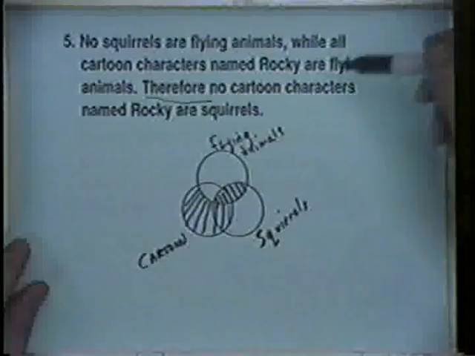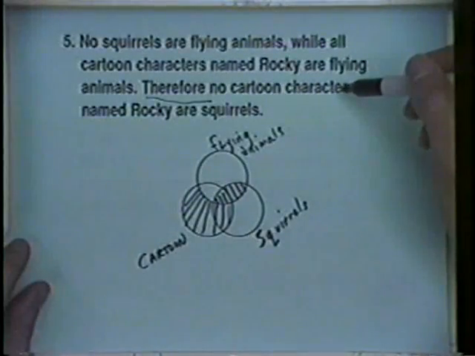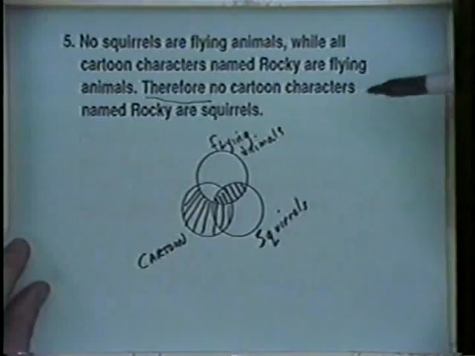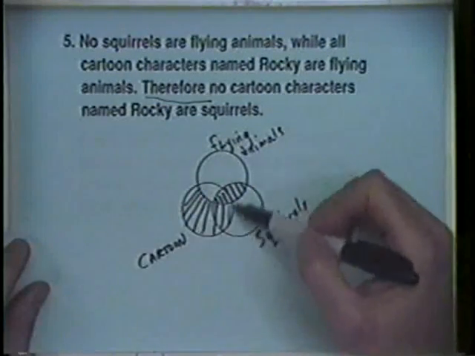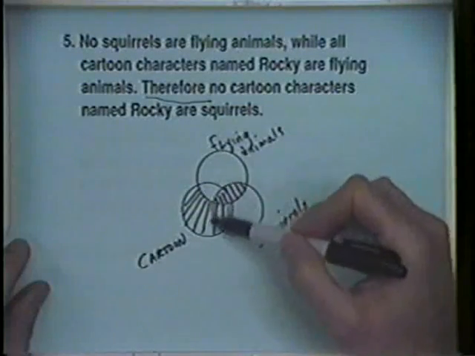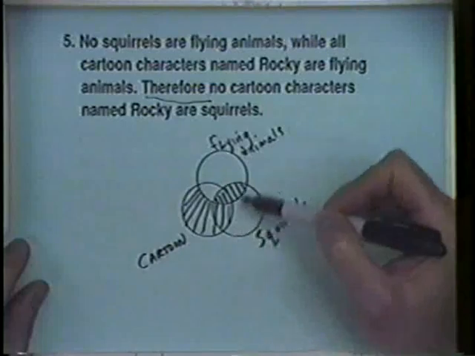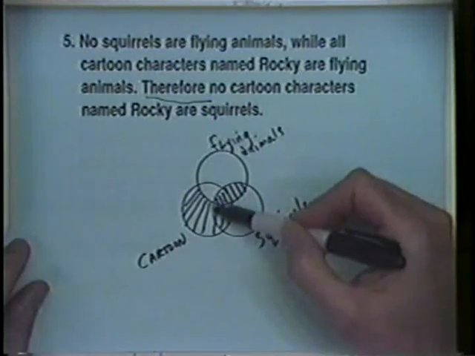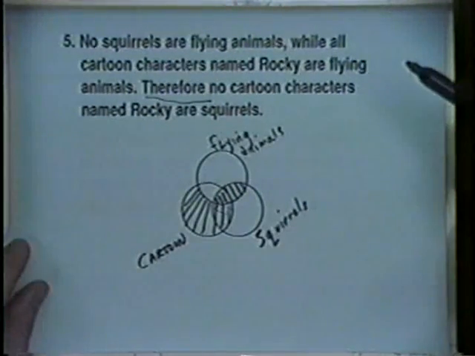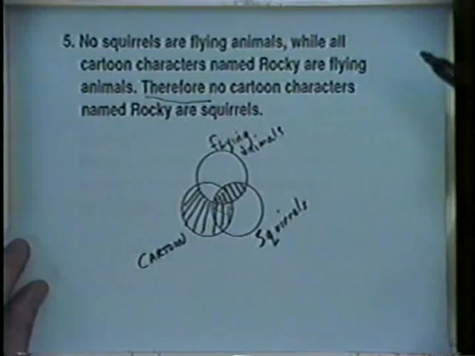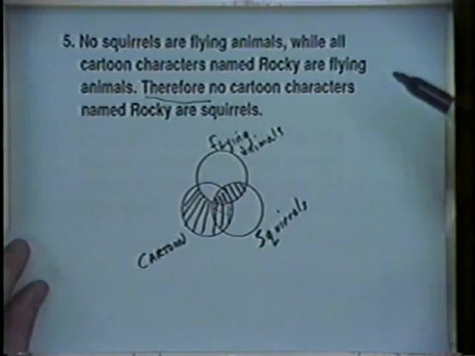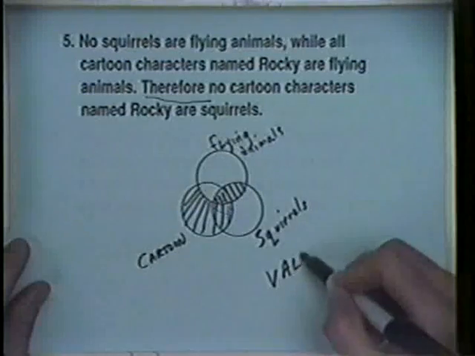Now, what about the conclusion? Do we need to add something to the diagram, or is it there? No cartoon characters named Rocky are squirrels. No cartoon characters are in the squirrel section. To do this conclusion, we would have to have eliminated this area in the middle. Notice it's already been eliminated. So the premises diagram indicates the truth of the conclusion. We have a valid argument here.